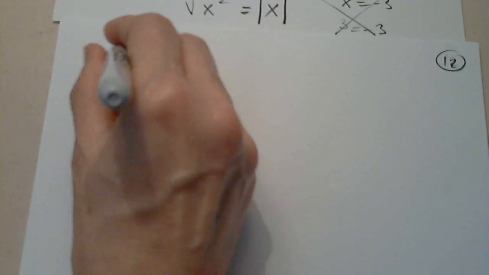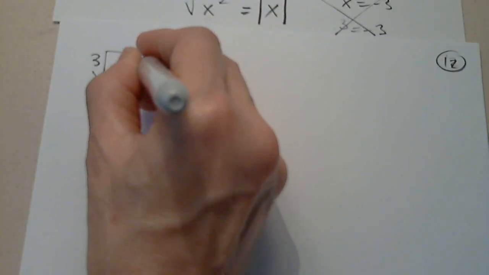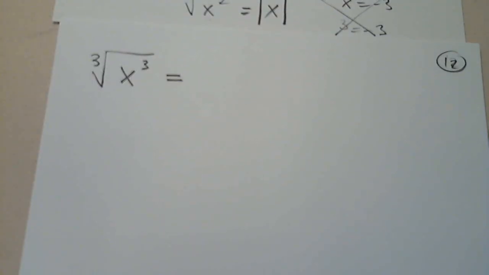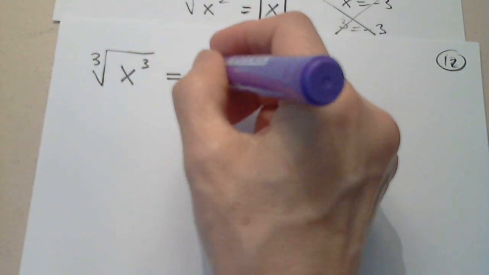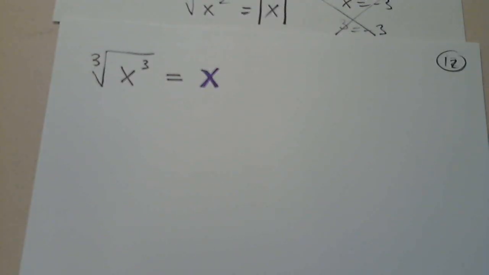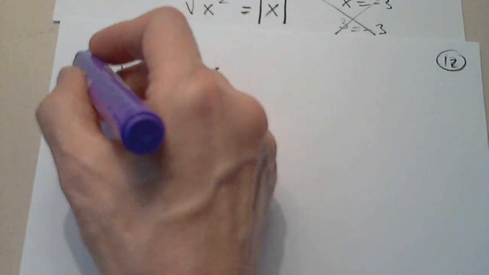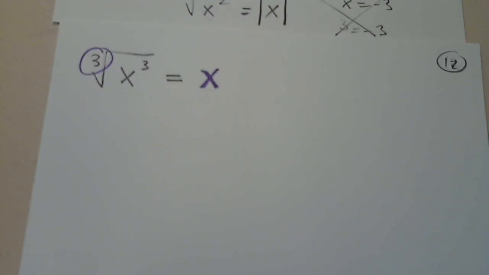Let's start with the cube root. The cube root of x to the third. What do you think this is? How do I simplify the cube root of x to the third? Please try. X to the first? Yes. Do I need absolute value? No. Very good, because it's a cube root. Excellent.